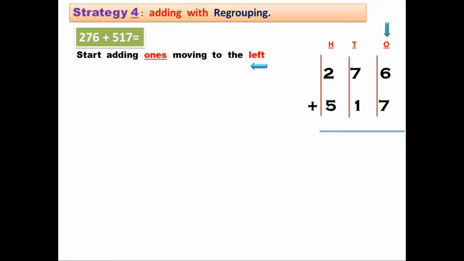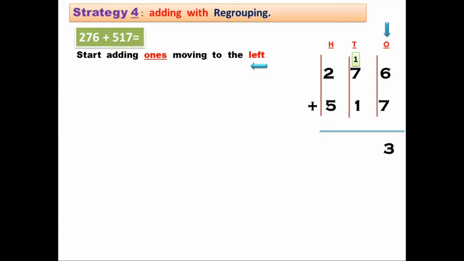To get the sum, we start adding ones. So we get the sum of the units digits 6 and 7, which equals 13. But we can't write 13 in the result. We only write 3 and carry 1 over to the next higher place, because we can't write more than 1 digit in each place.